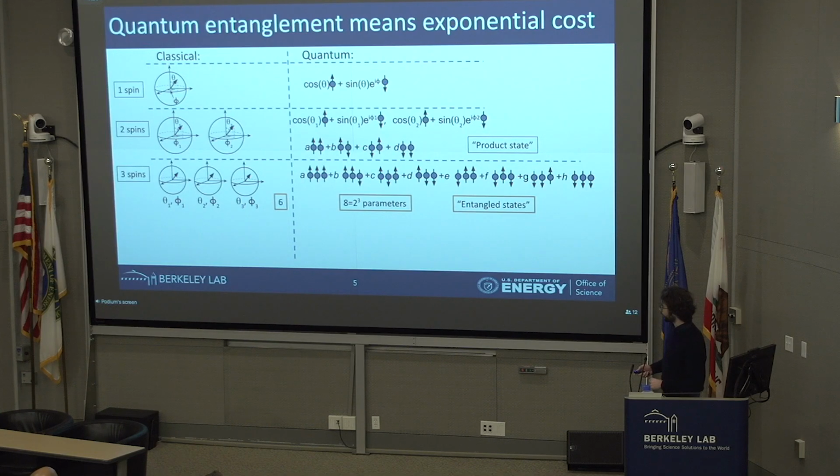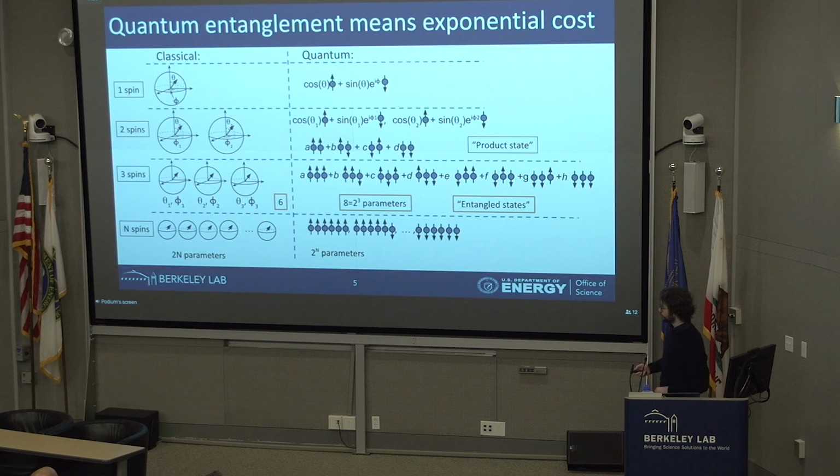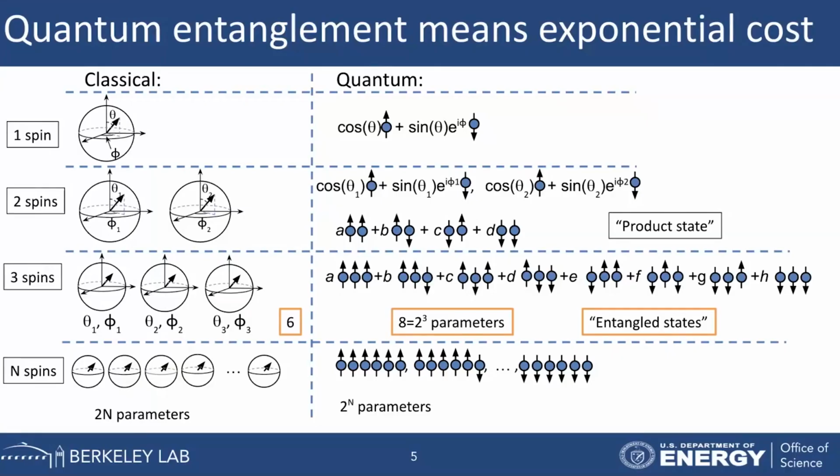And this is going to cause a big problem computationally when we go not to 3 spins, but to many spins, which we'll say n. In the classical case, we have to describe this with 2n parameters, but in the quantum case, it requires an exponential number of parameters, which makes the problem very hard.